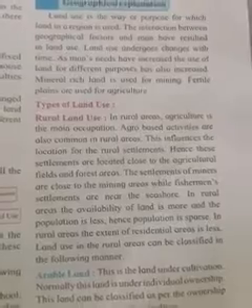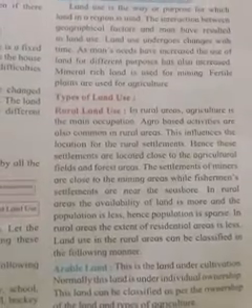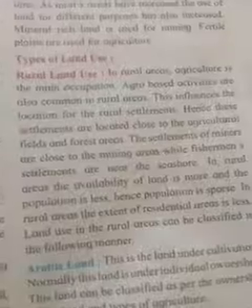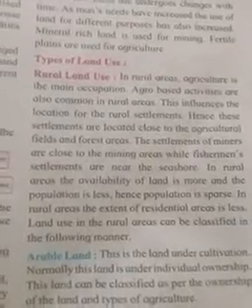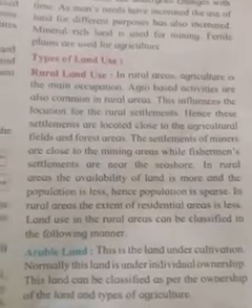Then, types of land use. First is rural land use, then urban land use, then fallow land, forest land, grassland, urban land, commercial land, recreational land, and lastly traditional areas and suburbs. The first type of land use is rural land use. In rural areas, agriculture is the main occupation.